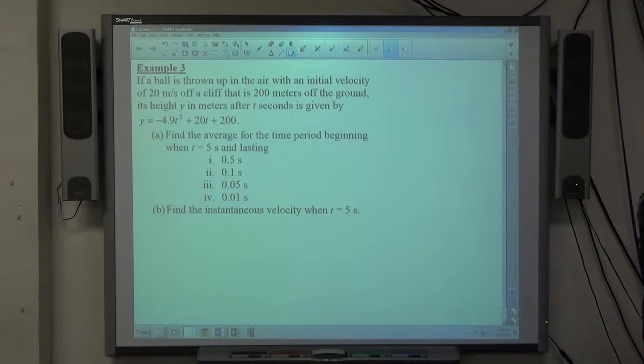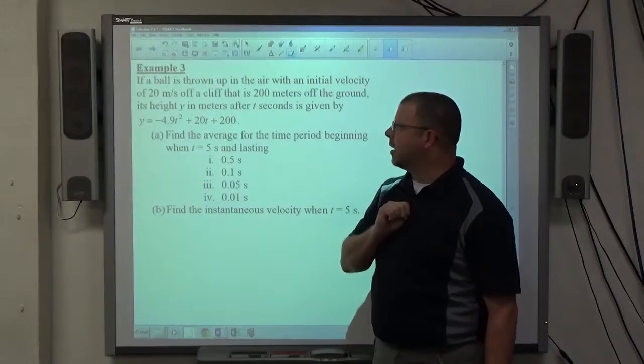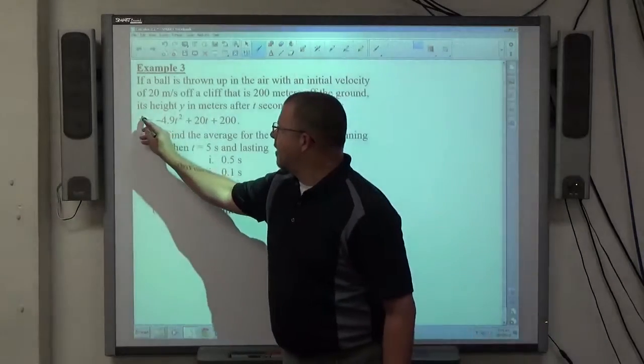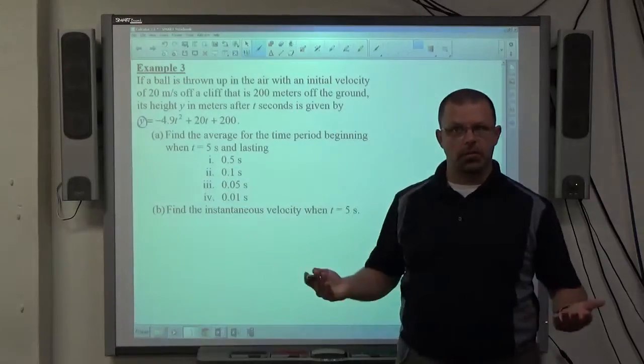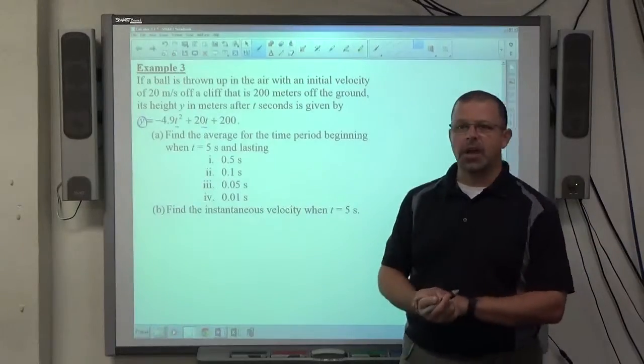All right, notice example 3. If a ball is thrown up in the air with an initial velocity of 20 meters per second off a cliff that's 200 meters off the ground, its height y in meters after t seconds is given by y equals negative 4.9t squared plus 20t plus 200. So y is the height, which is a unit of distance. t is time, which is seconds, a unit of time.